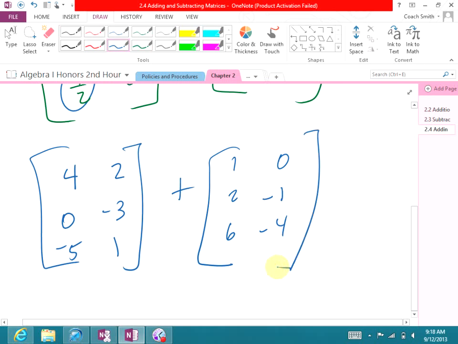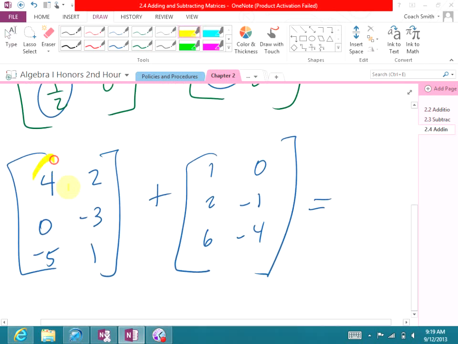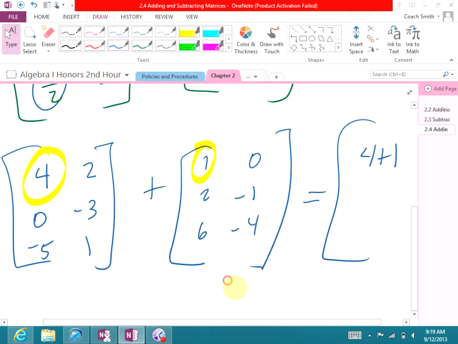Okay? So your first matrix is one set. Your second matrix is the other set. Now, that is going to be equal to adding the corresponding spots in the matrix up. So, for example, 4 and 1, those are corresponding locations in your matrix, okay? And so, therefore, my new matrix is 4 plus 1, okay? Then we're going to take the next corresponding.